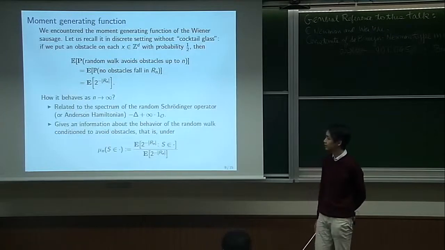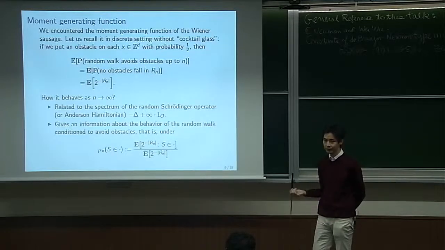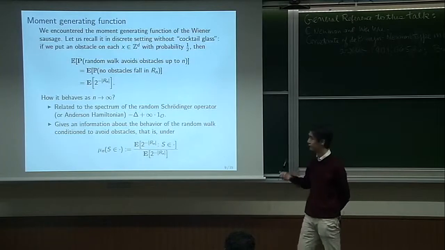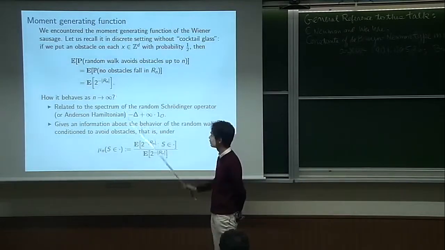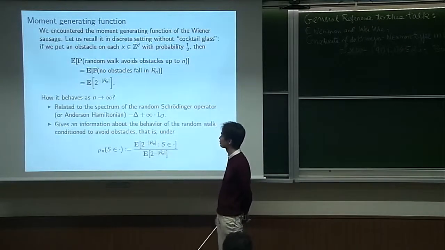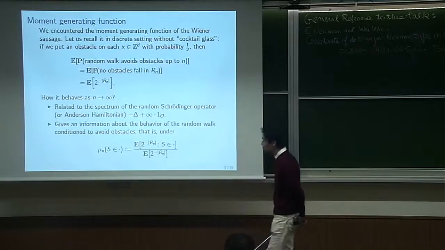And now here, somehow I'm interested in the behavior as n goes to infinity. In the last part, essentially we just looked at fixed n, and if it behaves like, no, it was continuous.